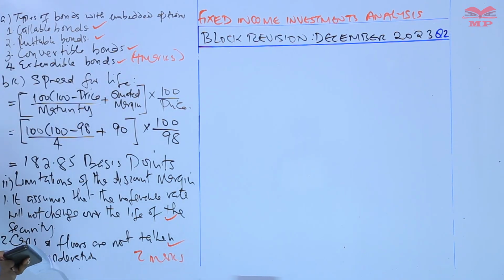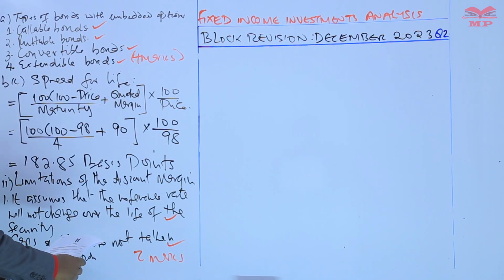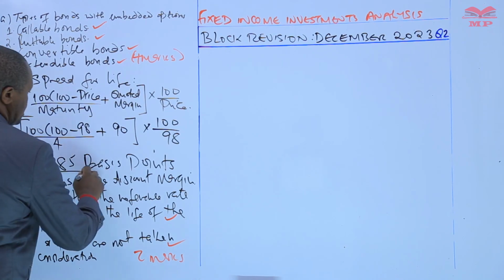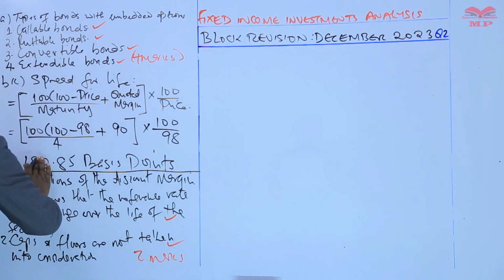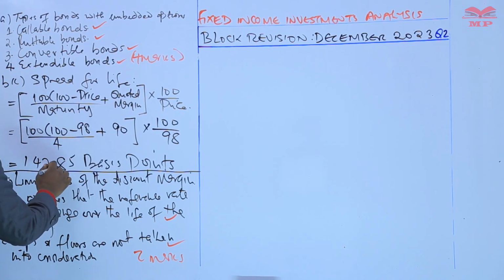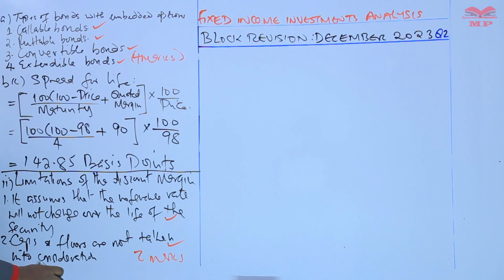So we've answered A and B. A is up to this point. B1, this is B1. And this should be 142, not 148. This calculation gives us 142.85 basis points.